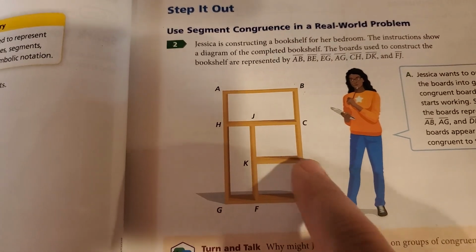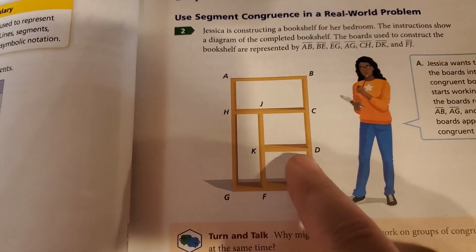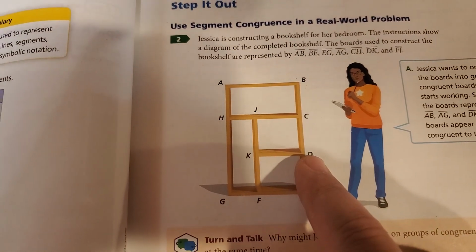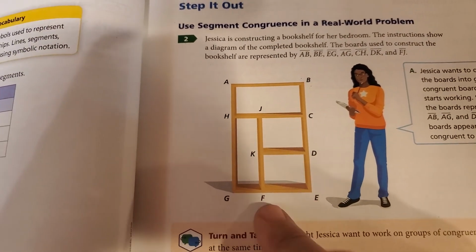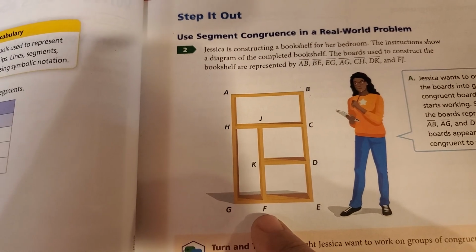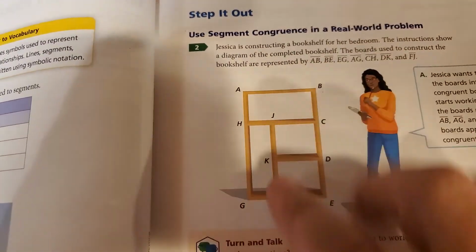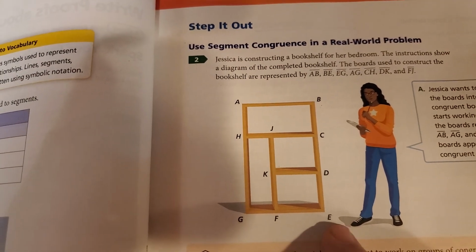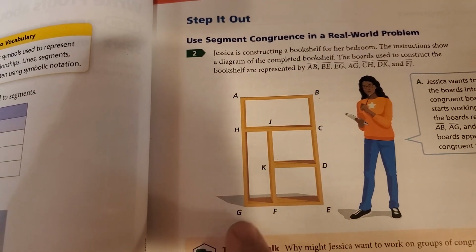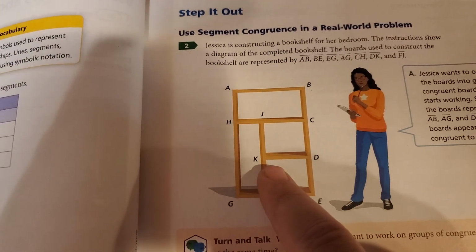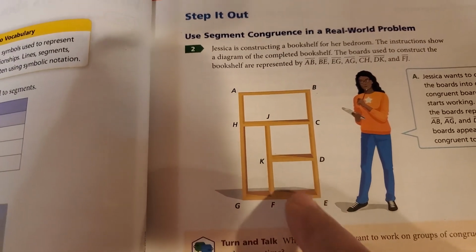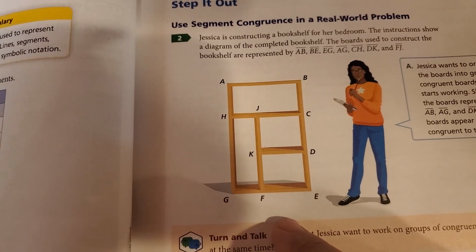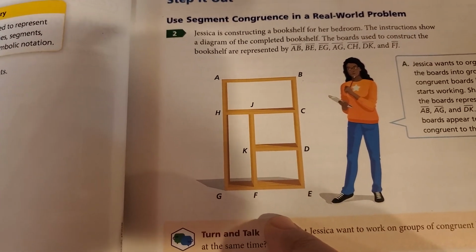DK is this little segment across here. There are other segments in the picture that match its length, like EF, but there's no board when we build this. There's no separate board EF. That's part of the full length EG. So that's why I'm saying DK doesn't have any matching boards in this bookshelf that it would match.